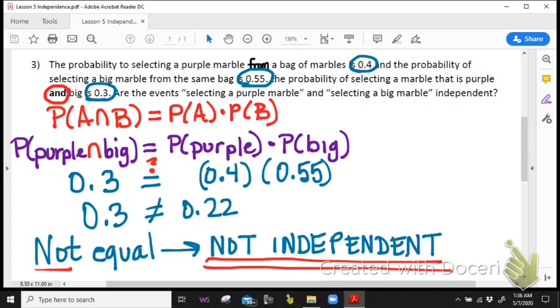Okay, so did you say 0.22? I think that's what I heard you say. And you are correct. 0.3 is not equal to 0.22. Therefore, these two events, the event of selecting a purple marble and the event of selecting a big marble, are not independent because the probability is not equal.